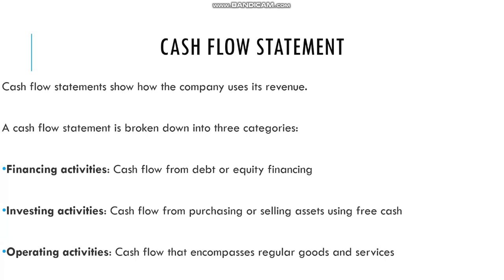The financing activities include the cash flow from debt or equity financing, while investing activities include the cash flow from purchasing and selling assets using free cash, which may include real estate investment, vehicles, or purchase of non-physical assets such as patents and licenses. And operating activities include the cash flow that encompasses regular goods and services, including both associated revenues and expenses.